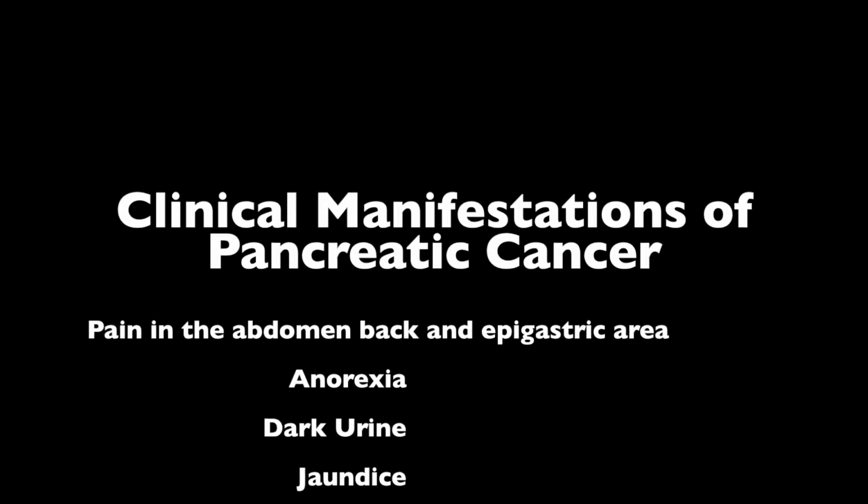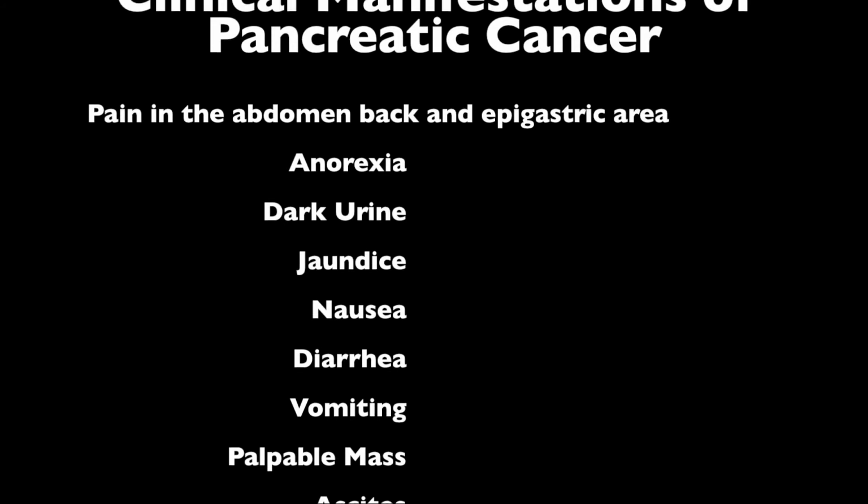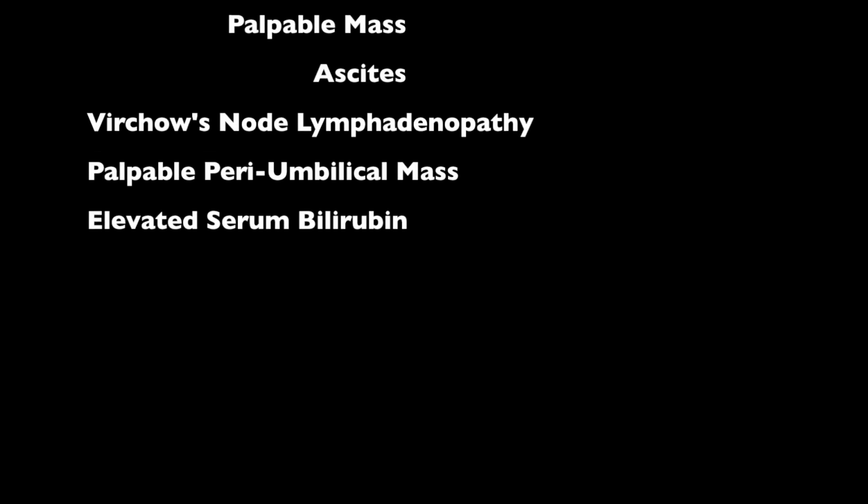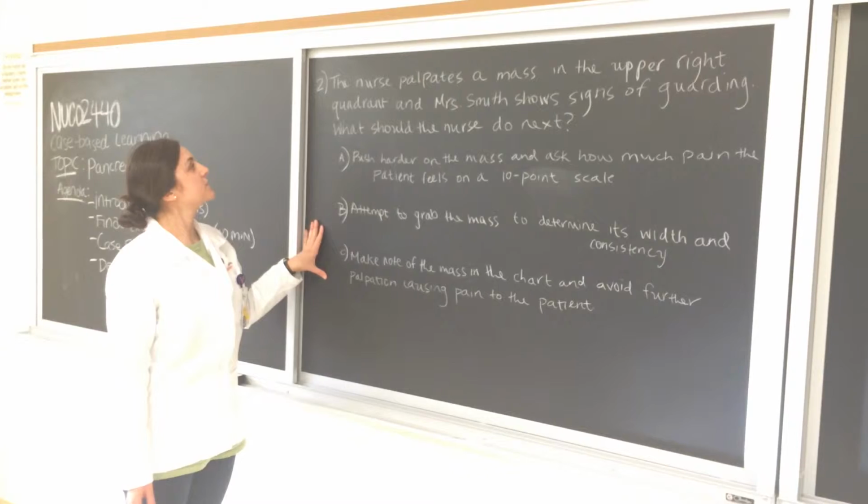Clinical manifestations of pancreatic cancer include pain in the abdomen, back, and epigastric area, anorexia, dark urine, jaundice, nausea, diarrhea, vomiting, palpable mass, ascites, Virchow's node, palpable periumbilical mass, and elevated serum bilirubin. All right, y'all follow me? You feel me? All right, let's move on to question number 2.